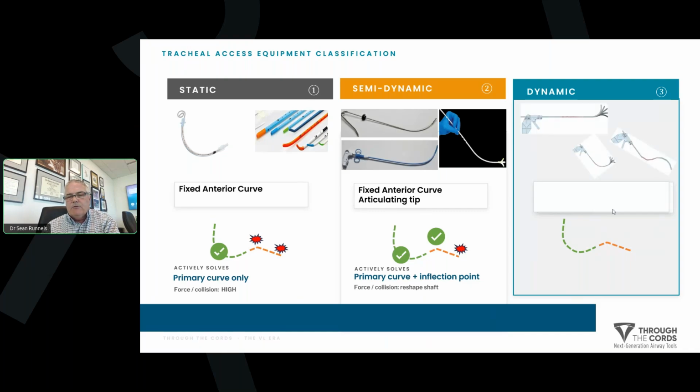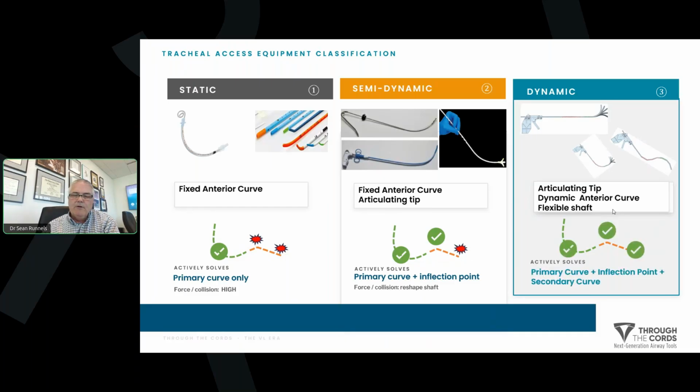Now, dynamic introducers, which have articulating tips, can dynamically change the anterior curve, and they have flexible shafts. That's like a snake with a fully mobile spine. The head can move up and down, and then the body is supple, so it can easily flow through the inflection point and the secondary curve. And a fiber optic bronchoscope can do this as well. That's a fully dynamic piece of equipment.